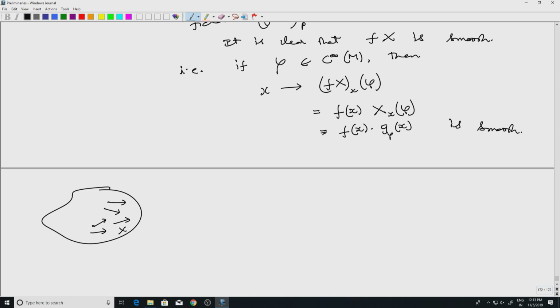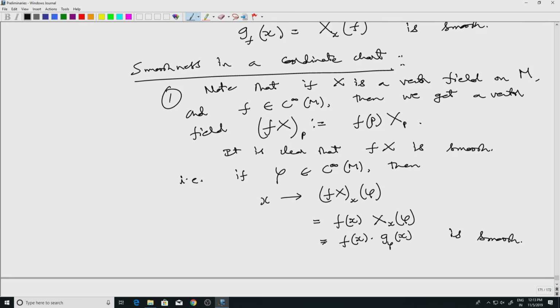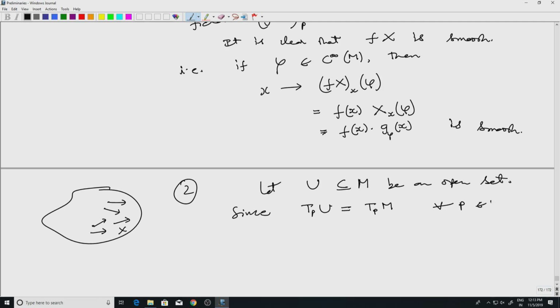Second thing is that, so this is one thing. Let U be an open subset of M. We have already seen that the tangent space at a point p in U is actually identified with the tangent space to M itself, for all p in U.